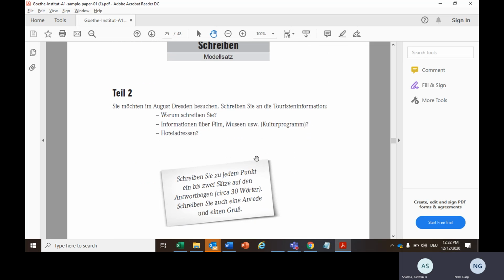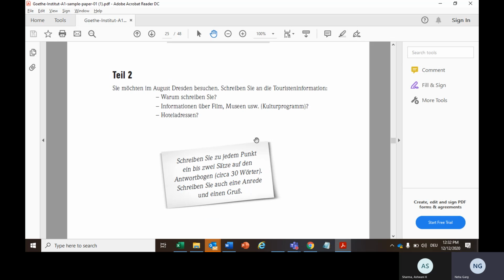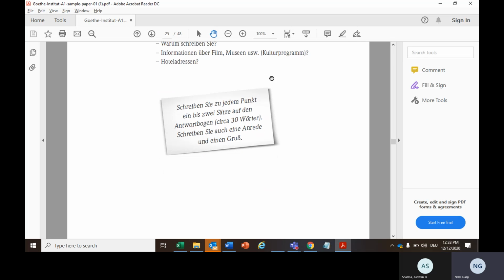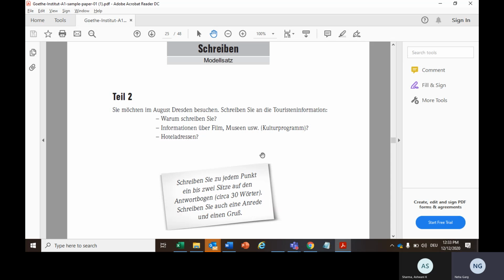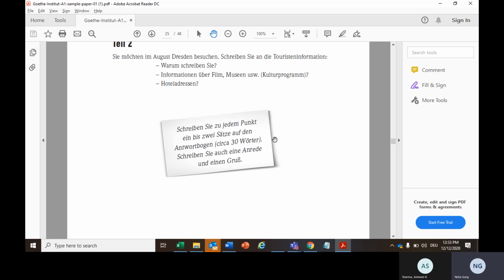So you will write nächsten Sonntag. Clear? Also, did I tell you how we write letters? Salutation, subscription, formal, informal. Usually in the exam, this is how the information will be given for you to write the email or letter. Sie möchten im August Dresden besuchen. You want to visit Dresden in August. Schreiben Sie an die Touristeninformation. So you have to write the letter to the travel office. Warum schreiben Sie? Why are you writing? Informationen über Filme, Museen und so weiter. You are asking about information on films, museums or cultural programs, and Hoteladresse. Schreiben Sie zu jedem Punkt ein bis zwei Sätze auf dem Antwortbogen, circa 30 Wörter. Schreiben Sie auch eine Anrede und einen Gruß.